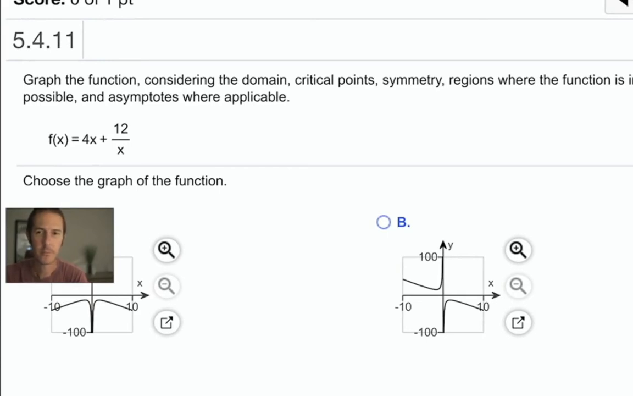This function, I don't really like my location in this video. I feel like I'm looking away from the problems. It's kind of strange.